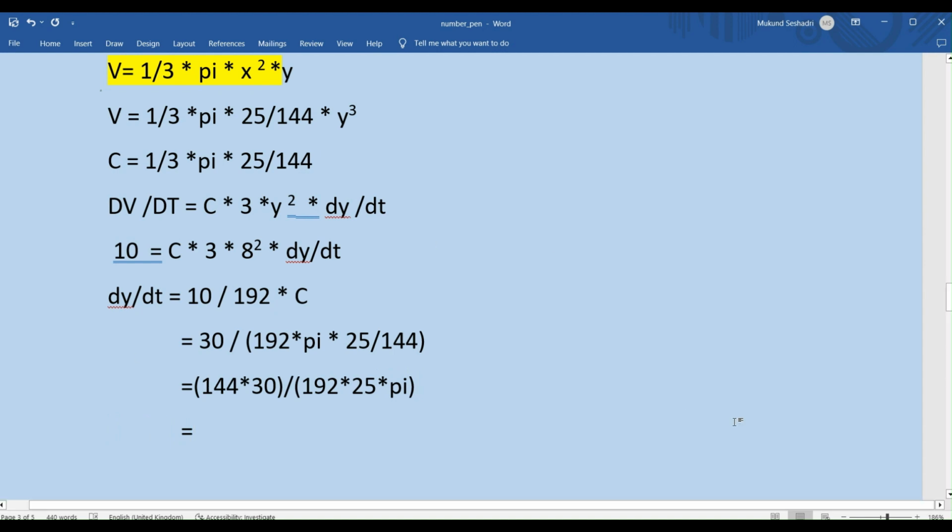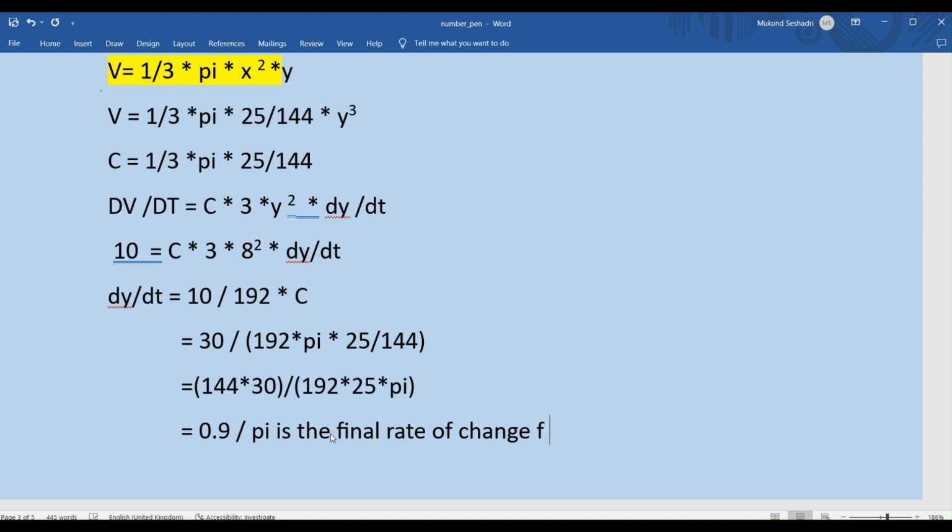So let's do that quickly with the calculator, which is 0.9. So 0.9 divided by pi is the right answer. You folks will have to tell me whether I'm right here or not. Final rate of change of the water depth, right?